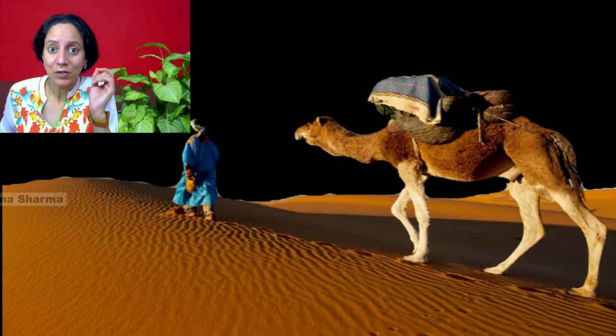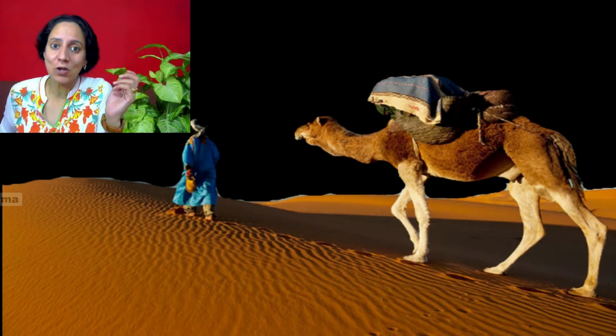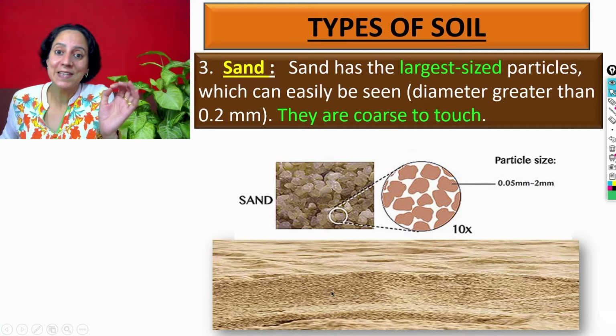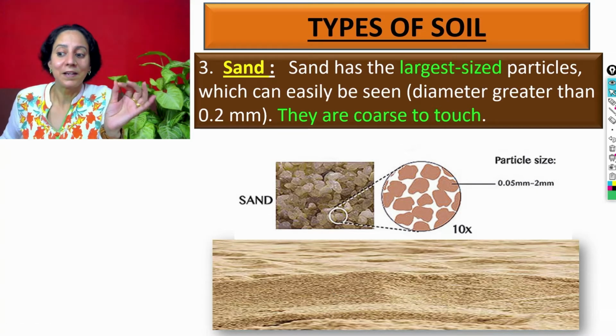Third type of soil is sand. And when you hear this word sand, you visualize sand dunes of Rajasthan and camels walking on them. Yes, it is that sand. Sand's particle size is large. It is greater than 0.2 millimeter.